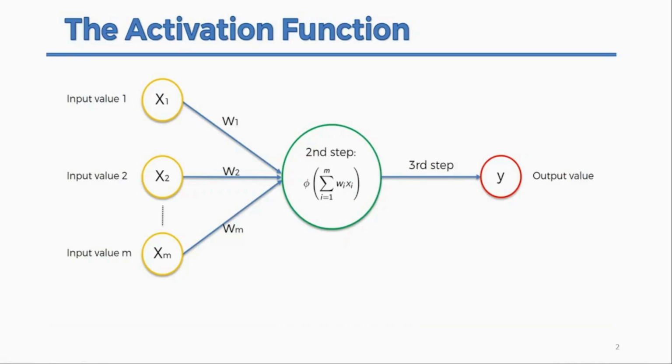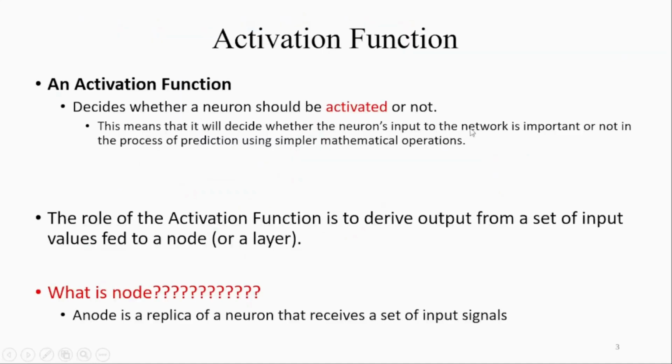In artificial neural networks, every neuron is represented as a node, and inside the node, if you look at the equations or some mathematics, this represents an activation function. Now what is this activation function? Let me define it first, and then we will come back to the diagram. An activation function decides whether a neuron should be activated or not. What does it mean? It decides whether the neuron's input to the network is important or not in the process of prediction, using simpler mathematical operations.